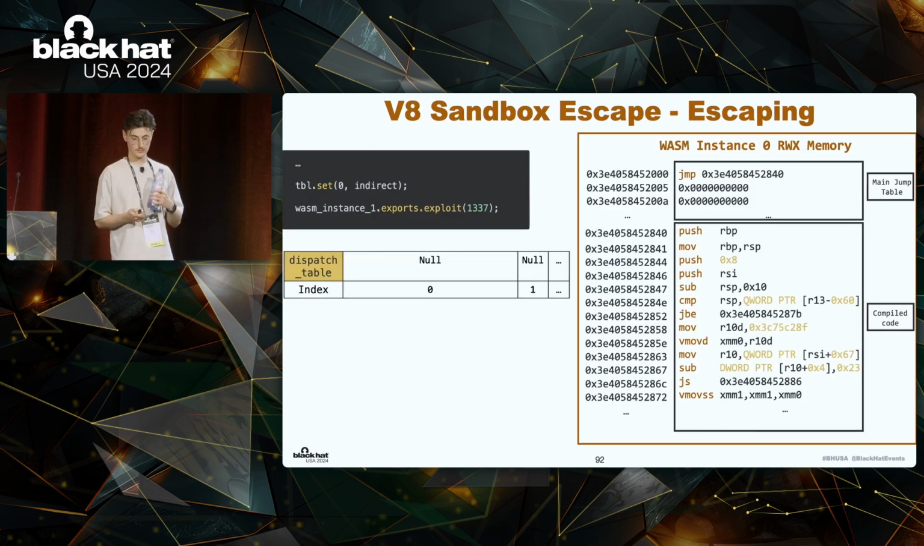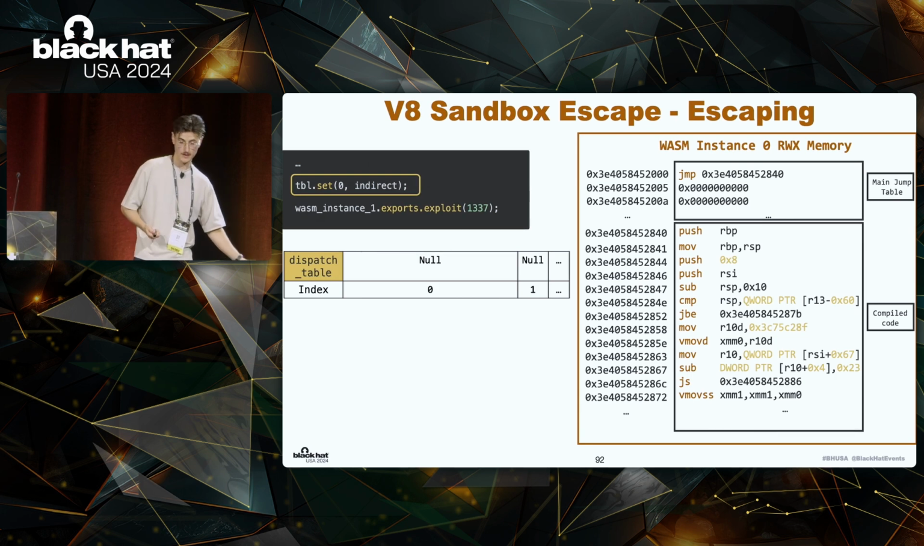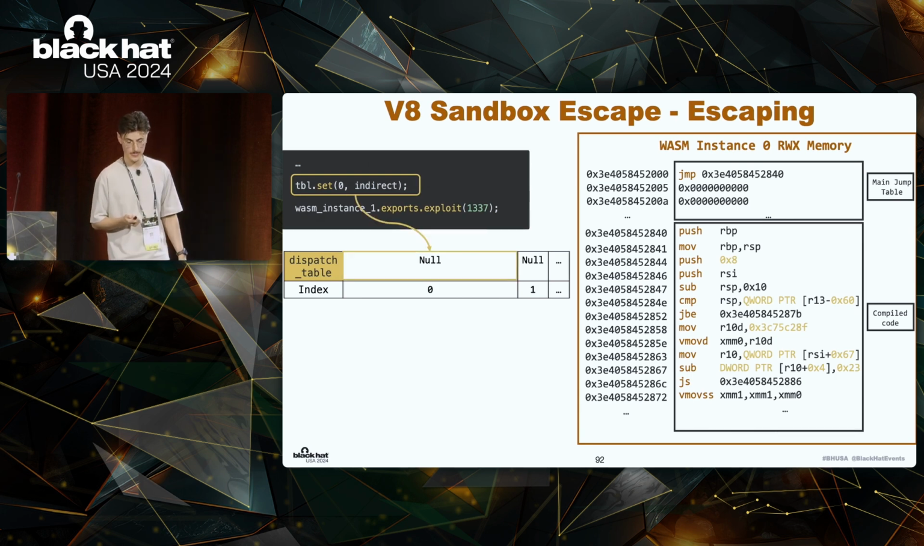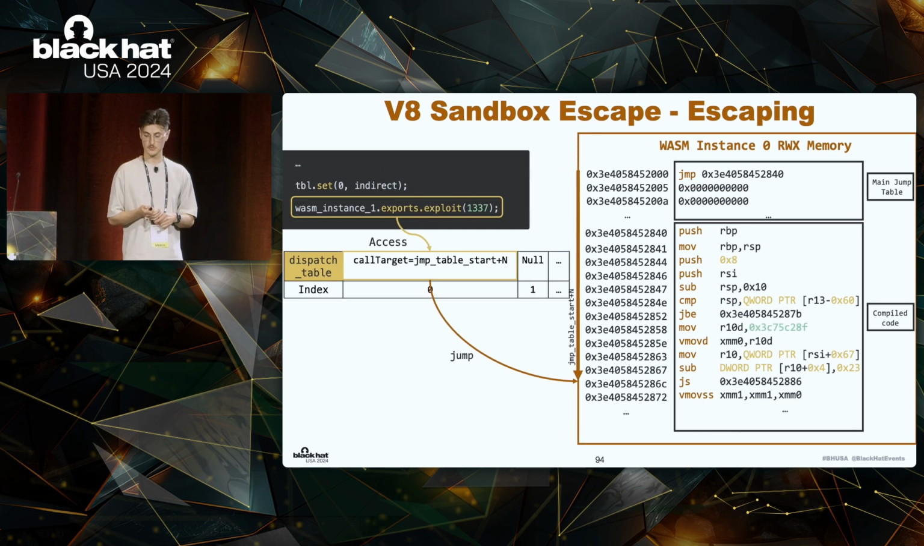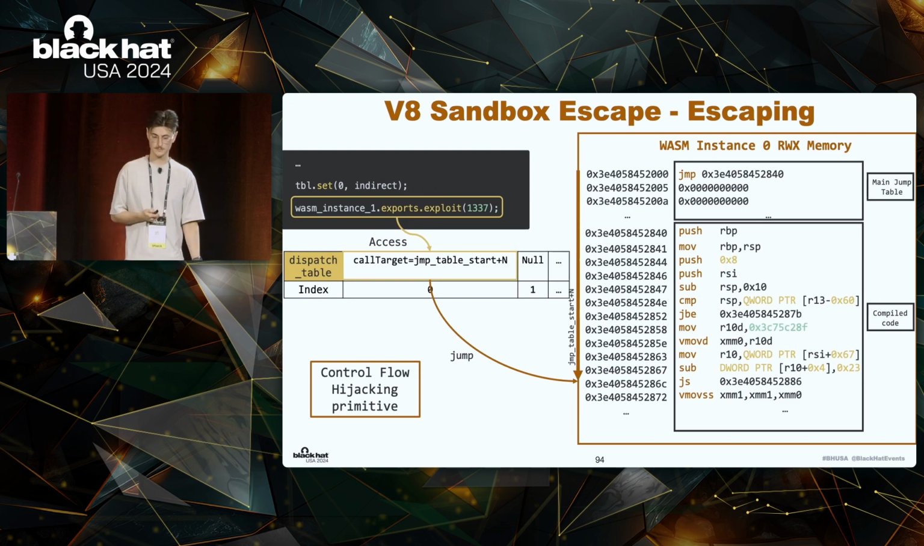So if we come back to JavaScript, here we are setting the indirect function at index 0, but now the indirect function has index n, right? So when we compute its call target, it will be equal to jump table start plus n, or something based on n, but for simplicity we just put n here. So when we call the exploit function and access that dispatch table to get the call target in order to jump to instance 0, we'll actually jump out of bounds of the main jump table, and we can pretty much jump everywhere inside that RWX memory, which gives us the control flow hijacking primitive.